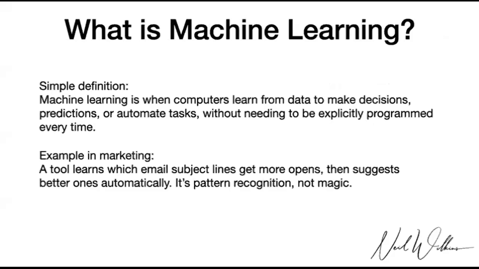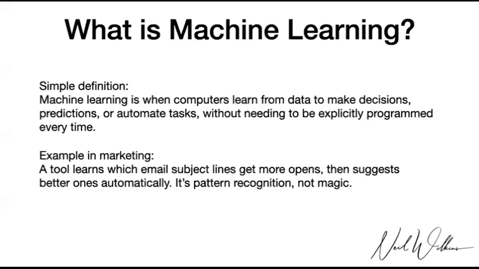So let's take a quick backward step here and really define what is machine learning. In a very simple sense, machine learning is when computers learn from data to make decisions, to make predictions, or to automate tasks without needing, and this is the key bit, to be explicitly programmed every time. Most of the time, when we are using apps, websites, technology, platforms, tools in a digital sense, these things have actually been coded. They've been hard coded to behave and act in a certain way. So if you press this button, something happens. If you do this, then something else happens, literally creating paths or journeys through the application so that you go from one place to another.